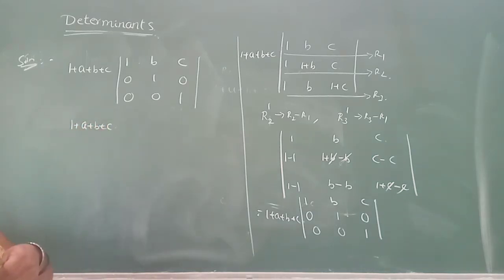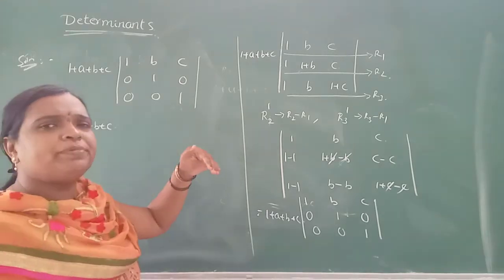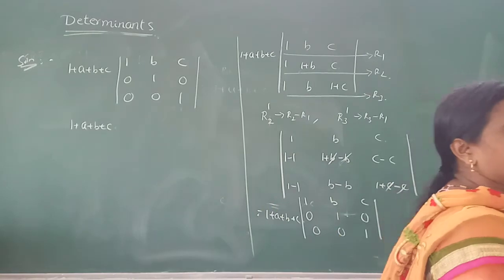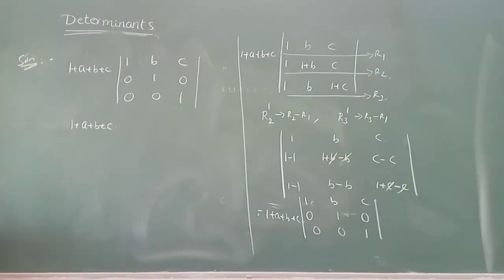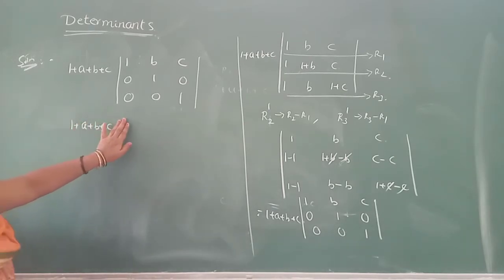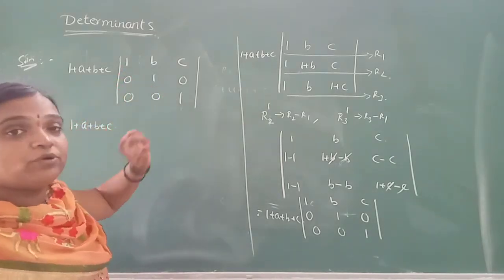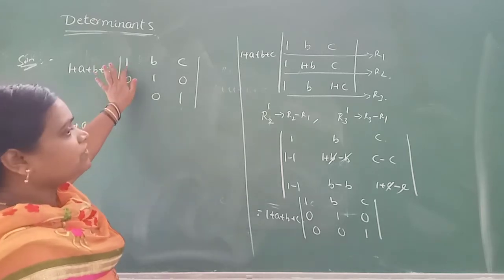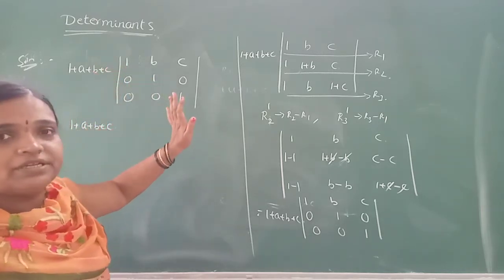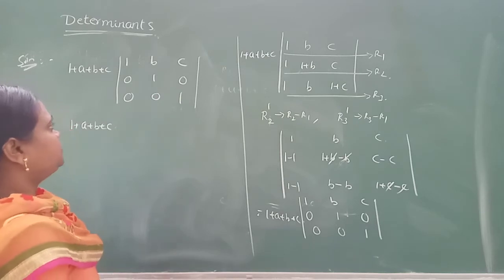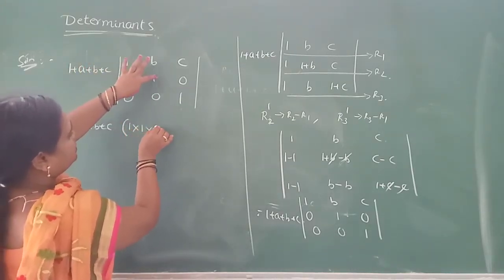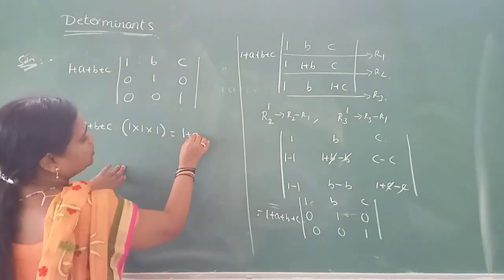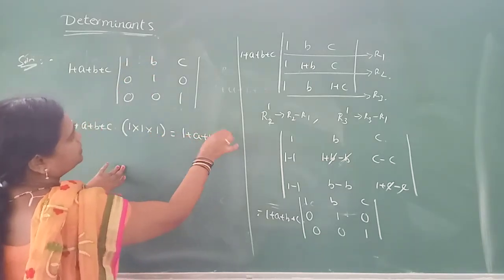Please concentrate. Another standard theorem is there. If on one side of the principal diagonal the elements are 0, then the value of the determinant is the product of the principal diagonal elements. Note that the product of the principal diagonal elements is 1 into 1 into 1. What we get is 1 plus A plus B plus C.